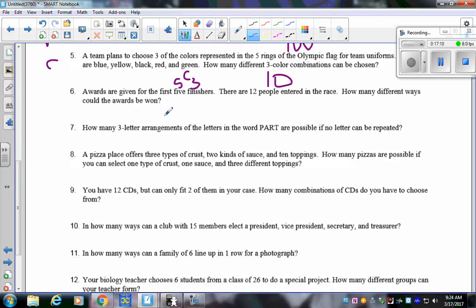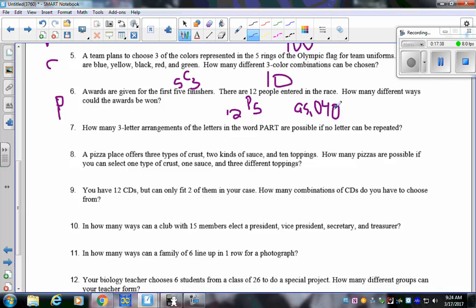All right, awards are given for the first 5 finishers. There's 12 people. How many different ways? Permutations. Order matters. I'm going to come in first, not 5th or last. It's okay if you do. I'm just saying, I want to win. Okay, so 12P5. 12 people, and I'm picking 5 of them. When I do that math, we get 95,040. Imagine if you had to do that by hand and list out all the possible options.